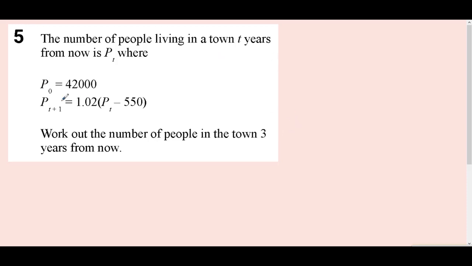So P0 is 42,000. So P1, after the first year, that's going to be 1.02. It's a constant, it doesn't change. Multiplied by P0, because that's the one less than our PT minus 1, which we know is 42,000. Subtract 550. And typing that into your calculator, so it's 1.02 multiplied by 42,000, subtract 550, gives you an answer, P1 of 42,279.